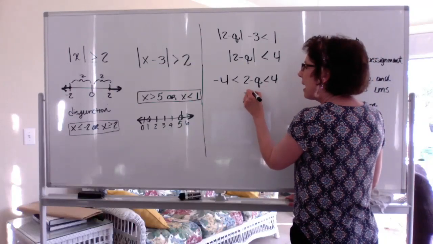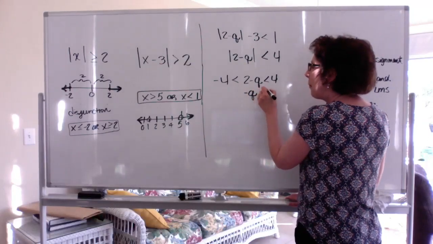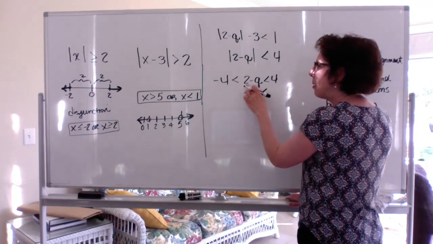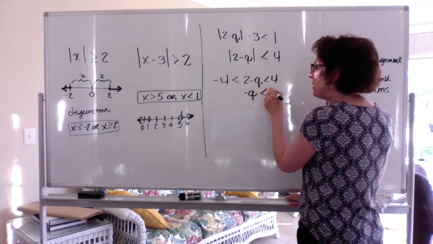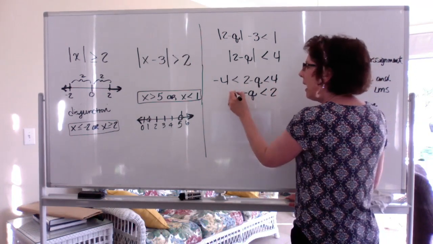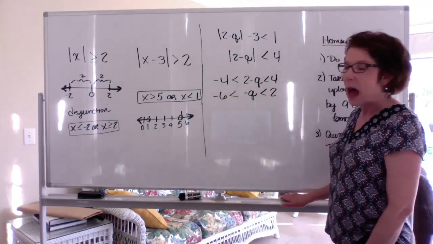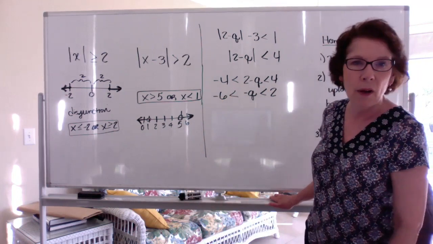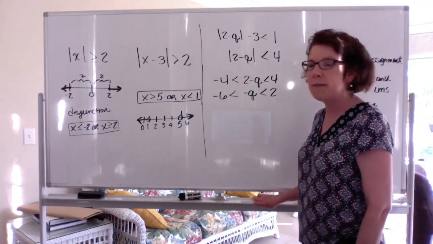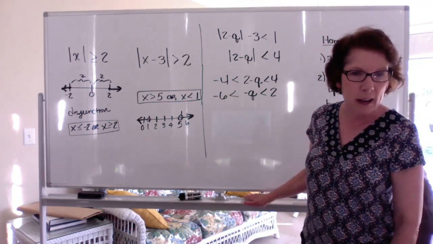So I'm going to make that a negative q. I'm going to leave a less than sign. I'm going to subtract 2 from every section. So there's a 2 there, and then I'm going to subtract 2 and make that a negative 6. Okay, I need to isolate q now. So what I'm going to do is divide every term by negative 1.